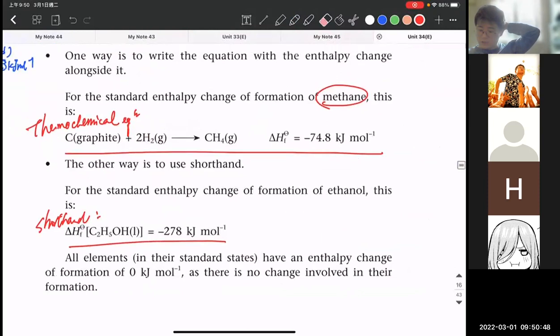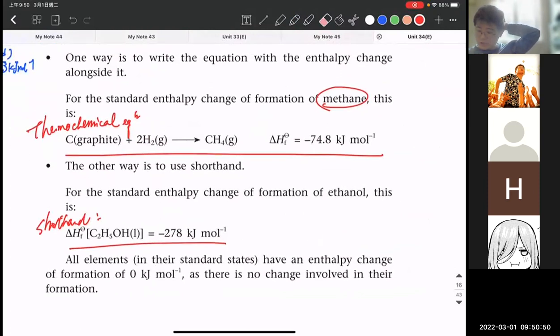Now, for example, I'll give you this one as an example. You can write down this delta H formation of what? Methane, being minus 74.8 kilojoule per mole.